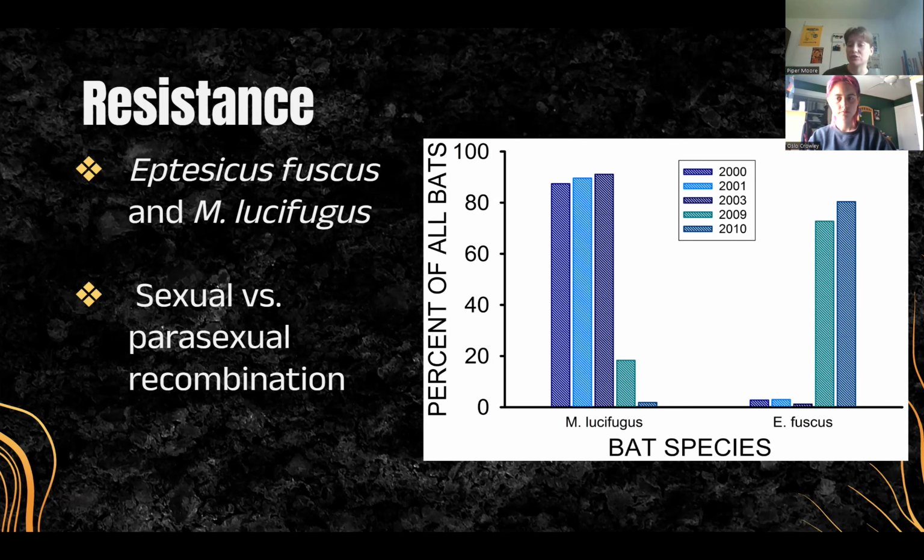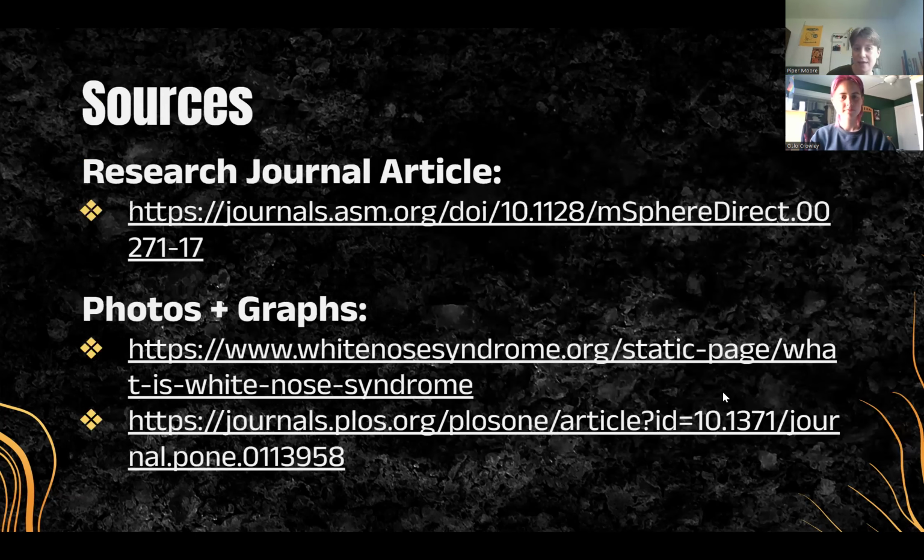So as the bat population develops its own resistance, the fungi can then develop its own reaction in response to that resistance, making it more virulent, and then can obviously have massive effects, as we have seen, on the bat populations. So yeah, and these are our resources. There was the main research journal article that we used, and then also the graphs and photos.